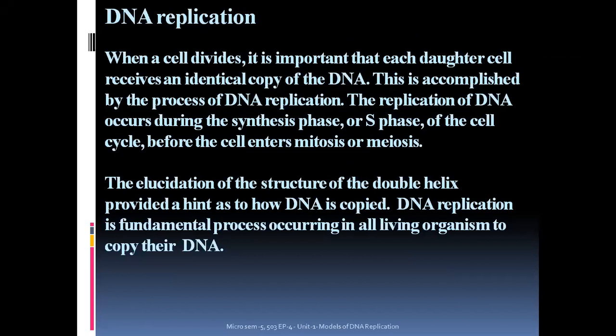Now, when a cell divides, it is important that each daughter cell receives an identical copy of the DNA. Why is it important that it receives an identical copy? Because if it does not receive identical copies, it is very difficult for an organism to reproduce in the next generation. This is accomplished by the process called DNA replication. Replication means a kind of copy from one generation to another generation.